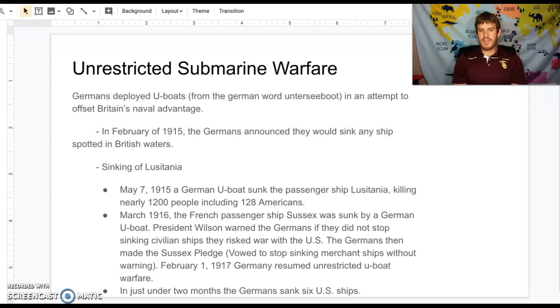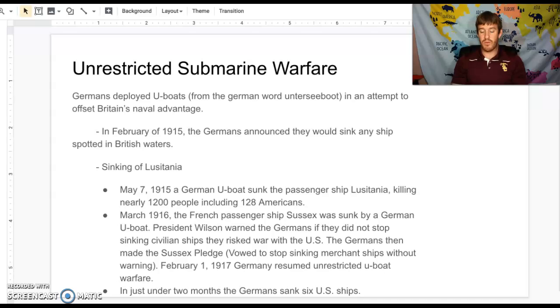And so in February, guys, 1915, Germany announced, hey, we're going to start sinking any ships that are spotted in British waters, whether that's neutral ships like U.S. ships, passenger ships, non-military ships, any ships that these German U-boats see in British waters, they're going to sink. And so one of the first civilian ships that they sink is the Lusitania. So May 7th, 1915, a German U-boat sunk the passenger ship Lusitania. It killed a lot of people, including 128 Americans.